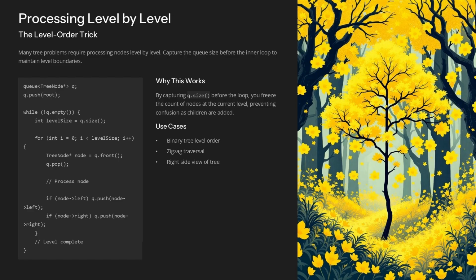Level order processing is a common trick. Before processing a level, store the current queue size. Then process exactly that many elements. This guarantees one level at a time and is a favorite interview pattern.